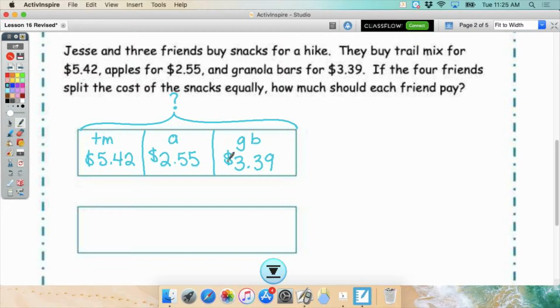Okay, so what do I have to do to find the total? I add them up. I don't want to add 3 numbers. There's an easier way. So I'm going to show you, yeah, it simplifies things. So I'm going to add the first 2. So I'm adding the trail mix, and I'm going to put that right here, plus the apples, starting with that. So add those 2 up.